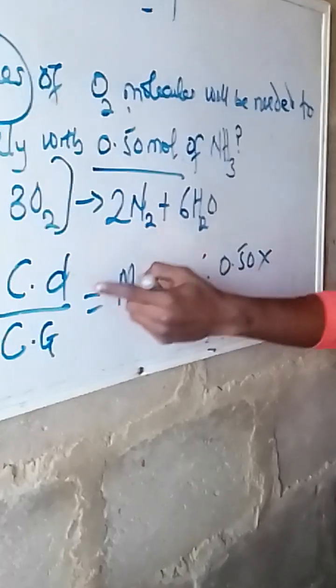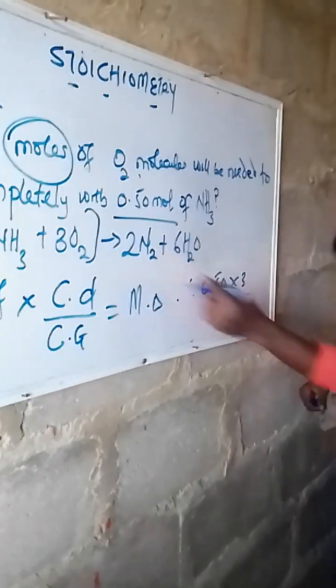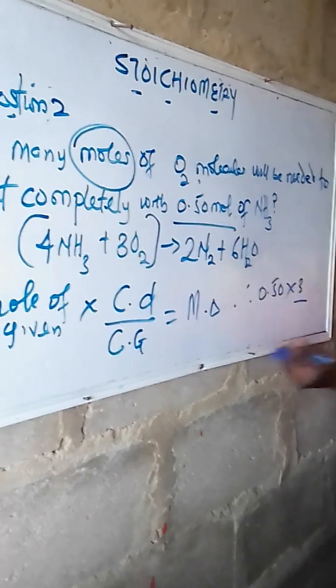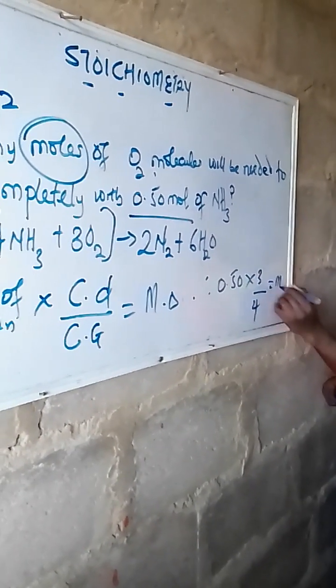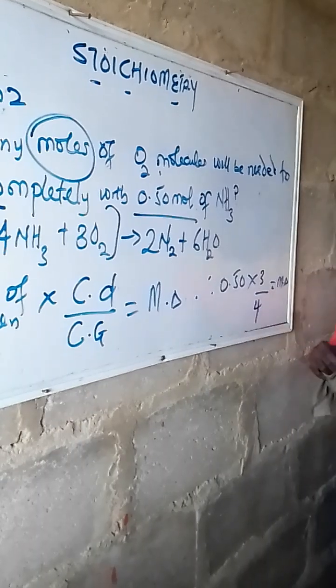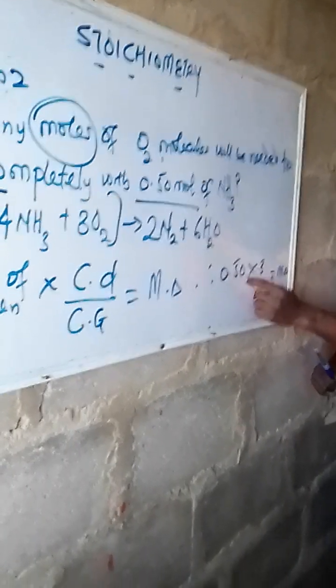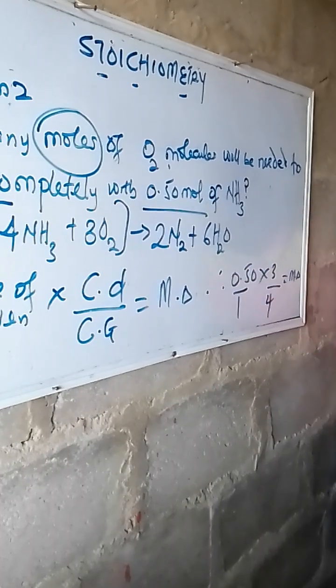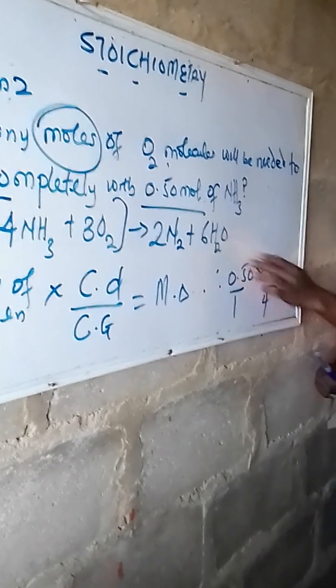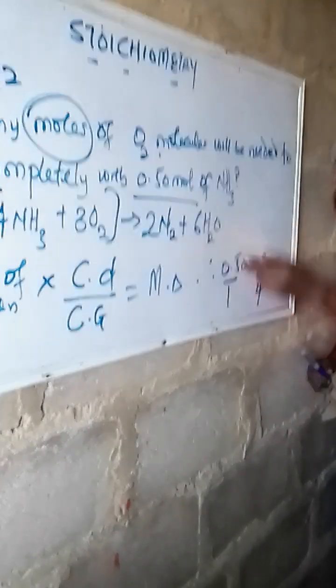Multiply by what is CD? CD is 3, right? Divide by what is CG? 4, right? Yes. All equals to MD. Now, someone should press the calculator. It is 0.50 multiplied by 3. You put 1 here, because we have numerator and denominator. You make it numerator and denominator, right?